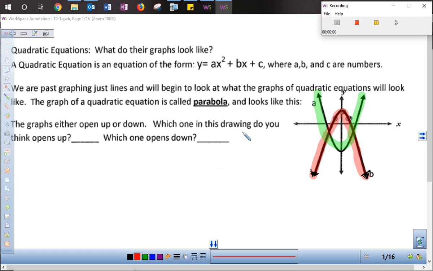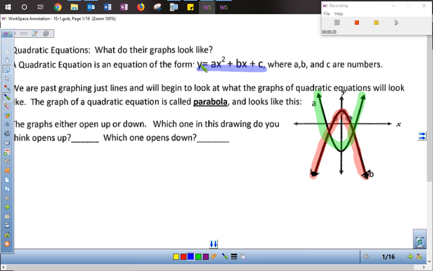Alright guys, now that we've learned how to factor a quadratic equation, today we're going to talk about what happens when we graph a quadratic equation. Now, the standard form of a quadratic equation is given as y equals ax squared plus bx plus c.